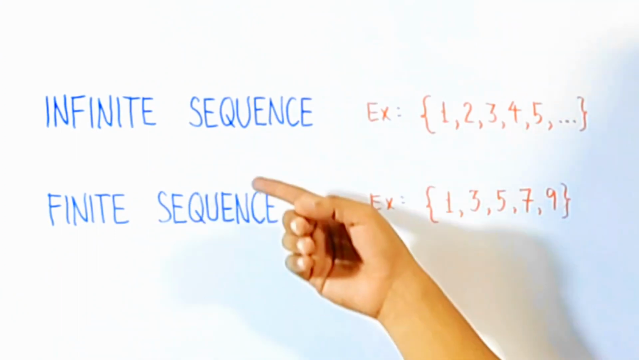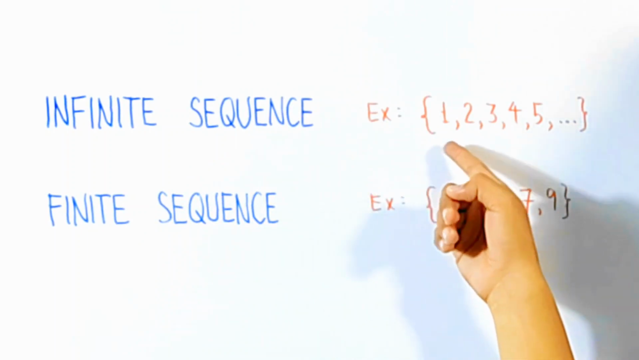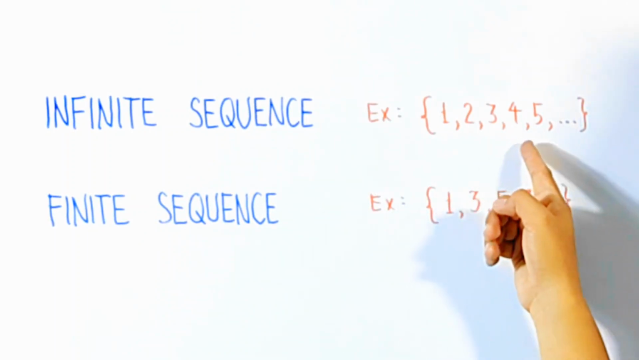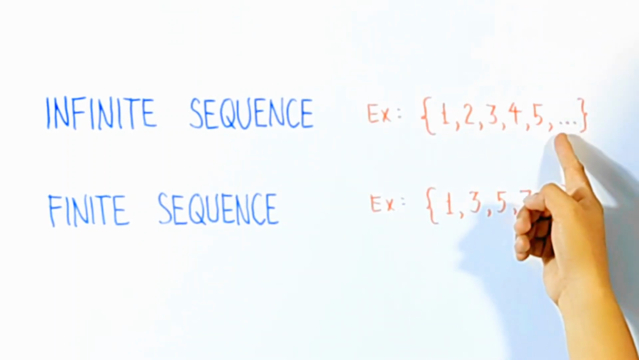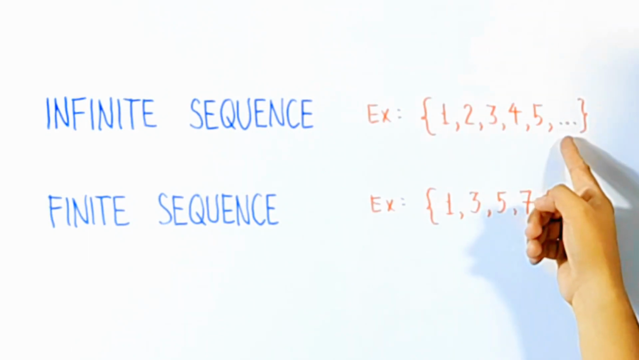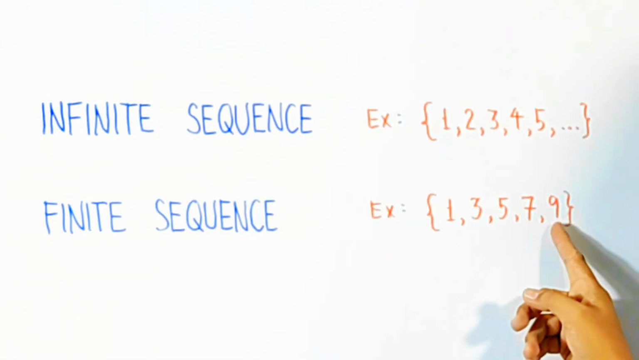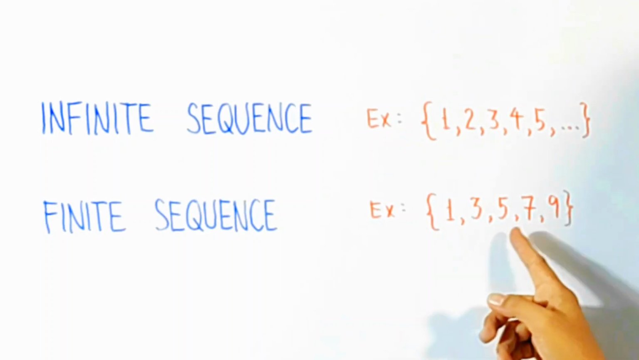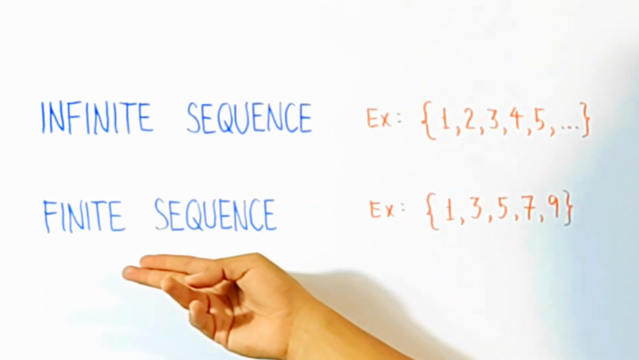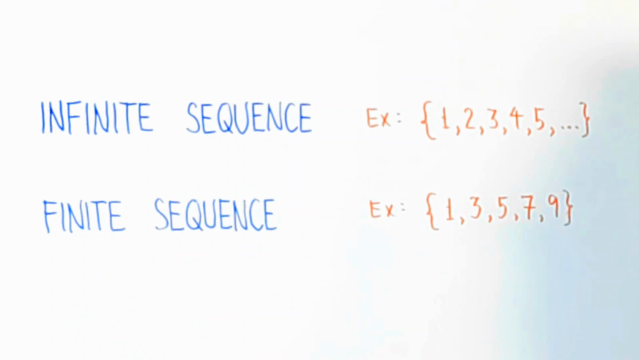When we talk about infinite sequence, the sequence goes forever or it has a continuity sign, which we call the ellipses. But if the sequence has the end term or the last term, like this example, this is what we call the finite sequence.